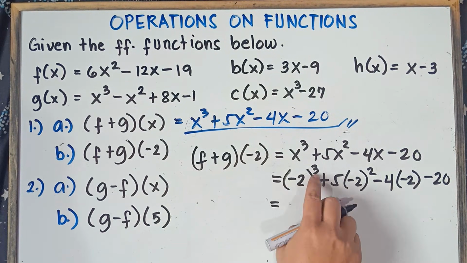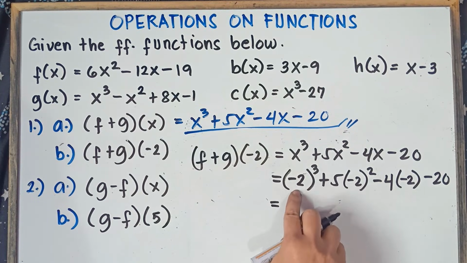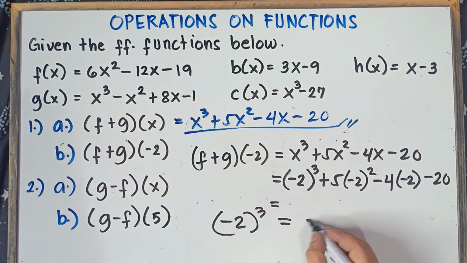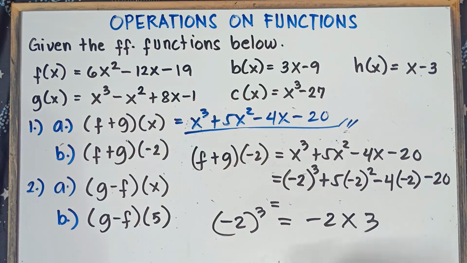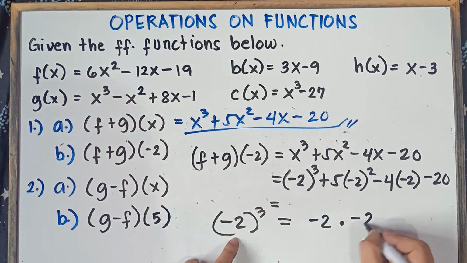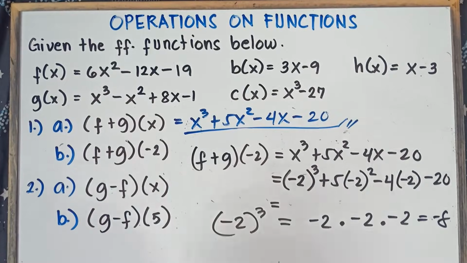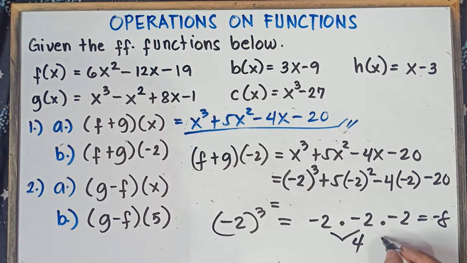So, negative 2 raised to the power of 3 means you multiply negative 2 by itself thrice. It doesn't mean negative 2 times 3. That would be negative 2 times negative 2 times negative 2. Negative 2 times negative 2, that would be positive 4. Positive 4 times negative 2, that would be negative 8. I hope you're not confused, class. Negative times negative is positive, 2 times 2 is 4, and then 4 times negative 2 is negative 8. So, this is negative 8.